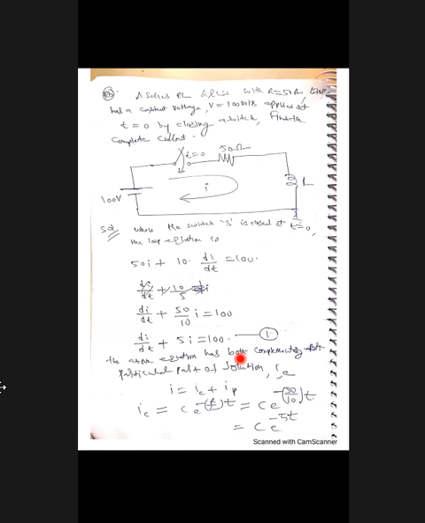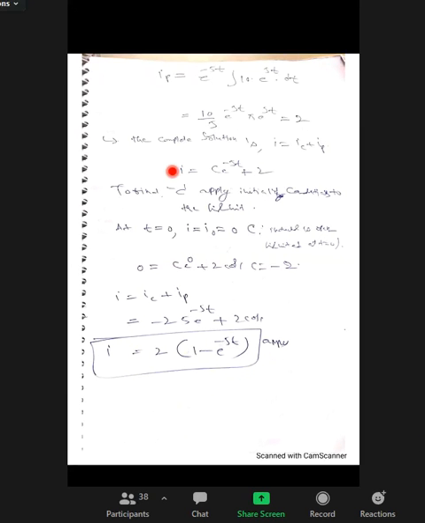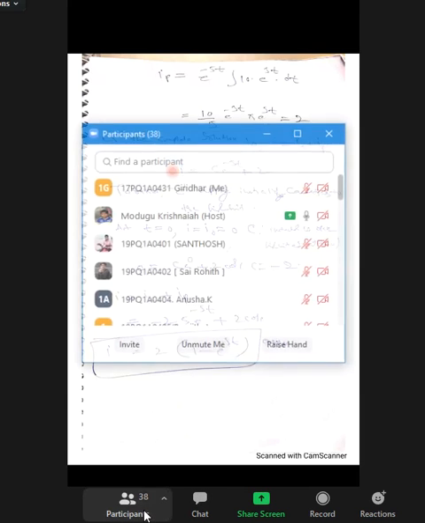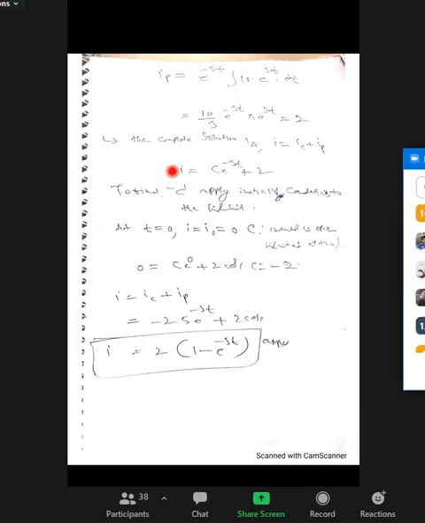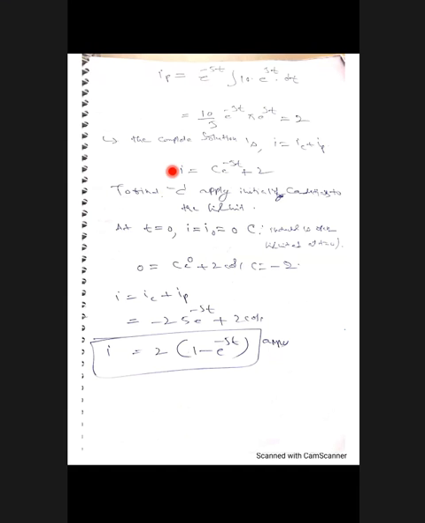Open circuit, sir. Very good. Open circuited. So if it is open circuited, what happened? The current is 0. Therefore, this I becomes 0. This I becomes I naught, that becomes 0. 0 is equal to C into e to the power of 0 plus 2. Therefore, C is equal to minus 2.